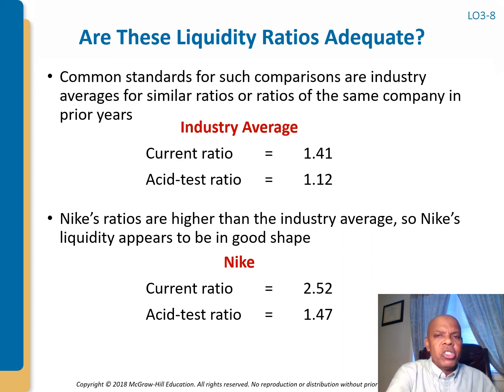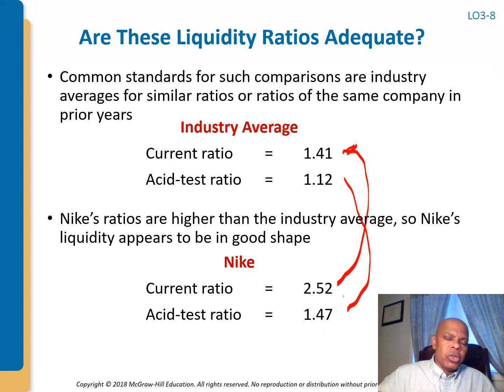The industry average current ratio is 1.41 and the acid test ratio is 1.12. So as I said, Nike is very good. The ratio here is higher than the industry average, so Nike's liquidity ratios are in good shape too. That's what we're comparing. The industry is much lower than Nike, and the acid test ratio is the same thing, comparing to those two, or even to some other competitors.